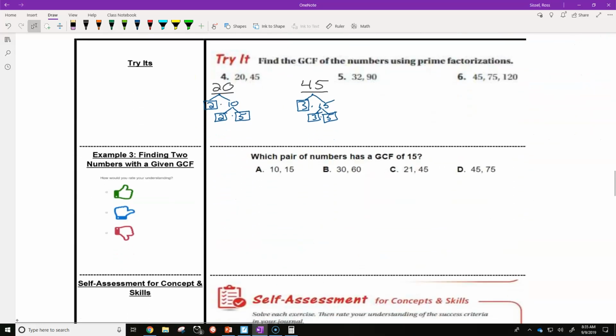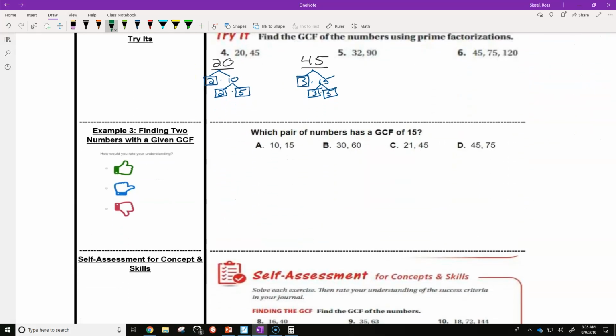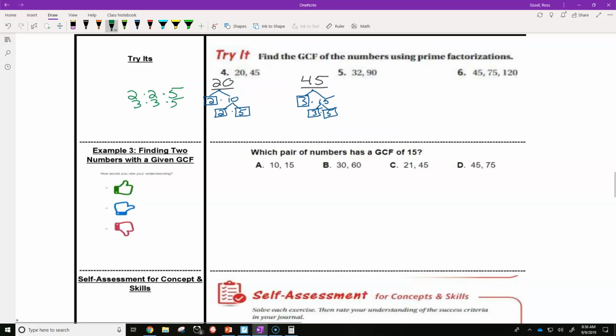Step 2, we're going to write the prime factorization of each number. What is the prime factorization of 20? 2 times 2 times 5. I'm just going to write it over here so it's easy to find. Okay. Who can tell me what is the prime factorization of 45? 3 times 3 times 5.